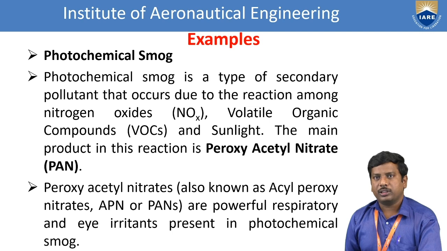And finally, we discuss one of the important air pollutants, photochemical smog. Photochemical smog is a type of secondary pollutant that occurs due to the reaction of nitrogen oxides, volatile organic compounds, and sunlight. The main product in this reaction is peroxyacetyl nitrate, a secondary pollutant that is invisible to the naked eye. Peroxyacetyl nitrates, also known as acyl peroxynitrates, are powerful respiratory and eye irritants present in photochemical smog.